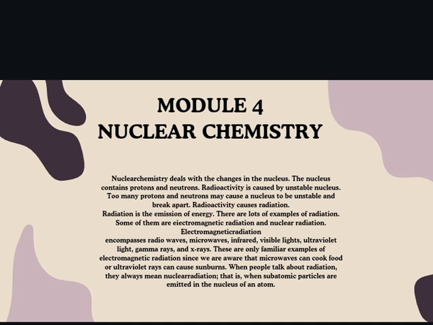There are lots of examples of radiation. Some of them are electromagnetic radiation and nuclear radiation. Electromagnetic radiation encompasses radio waves, microwaves, infrared, visible light, ultraviolet light, gamma rays, and X-rays. These are familiar examples of electromagnetic radiation, since we are aware that microwaves can cook food or ultraviolet rays can cause sunburns. When people talk about radiation, they always mean nuclear radiation. That is when subatomic particles are emitted from the nucleus of an atom.